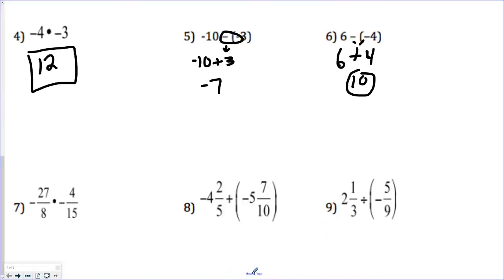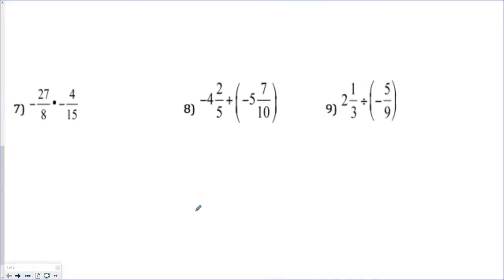Now with fractions, the rules stay the same. It's just going to be applied to fractions as well. So if you have negative 27 eighths times negative 4 fifteenths, I'm going to think about first, how can I reduce them? Well, 8 and 4 can reduce, right? Divide both those by 4, so this becomes a 2. This becomes a 1. 27 and 15, those can both be divided by 3. Divide this by 3, you get 9. Divide this by 3, you get 5.